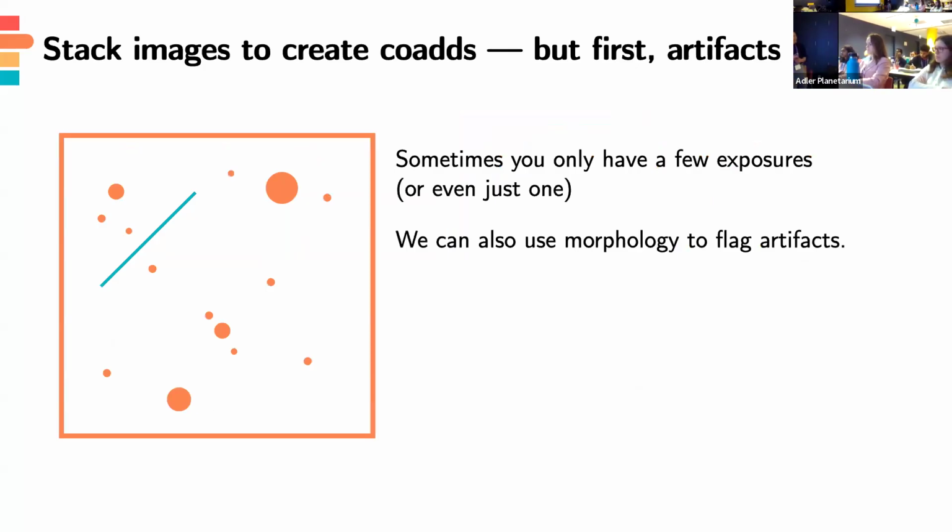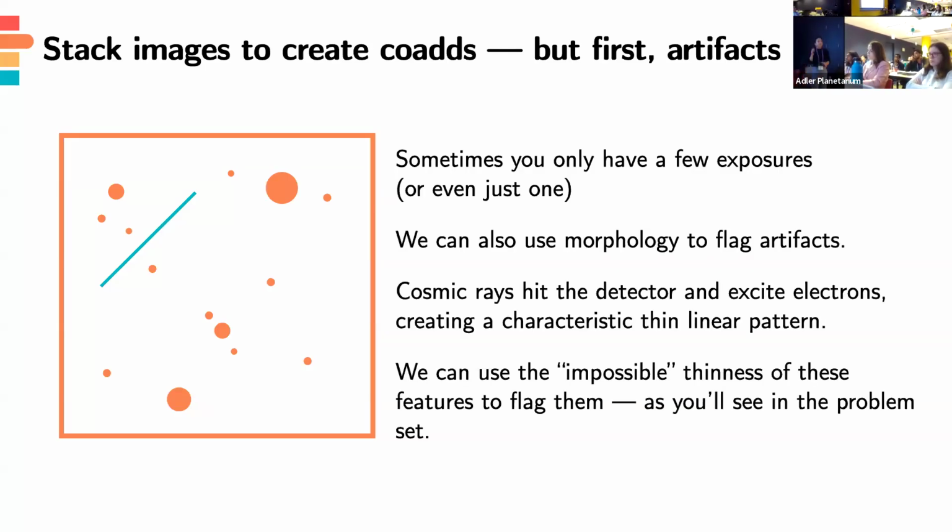So that's good if you have a lot of images to coadd over, but sometimes you only have a few exposures or even just one exposure. One other thing that we can do is use morphology to flag artifacts, and we're going to look at this more quantitatively in the problem set. But essentially, cosmic rays hit the detector and excite electrons, creating a characteristic thin linear pattern like this. One thing we can do is use the impossible thinness of these features. They're much thinner than the point spread function, which means they can't have gone through the atmosphere and the whole setup, so we can flag these cosmic ray features.